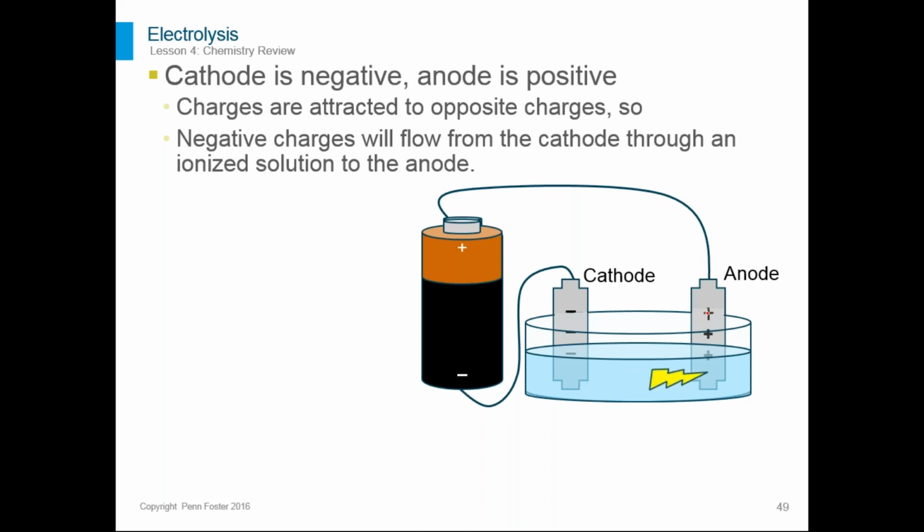Okay, so that's pretty much electrolysis. It could be used for a couple different things, but this is how it works. You've got negative charges going from the cathode through the electrolyte, which contains lots of ions, makes it able to move, and they're attracted to the anode.